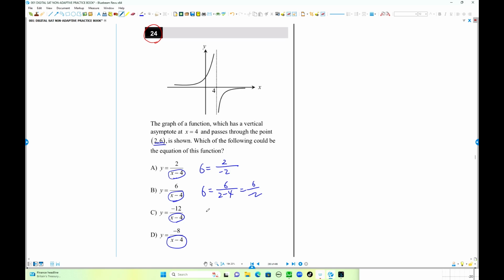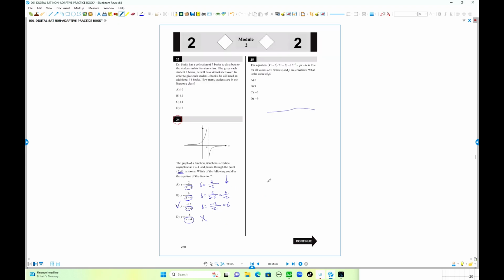Okay, negative 12, y equals 6, negative 12 over 2 minus 4. I'm sorry, 2 minus 4 is negative 2. That equals 6, right? That's true. The others are not working anyway, okay? So there are two possible ways always, okay? You can use Desmos or solve it algebraically. You can solve it this way.